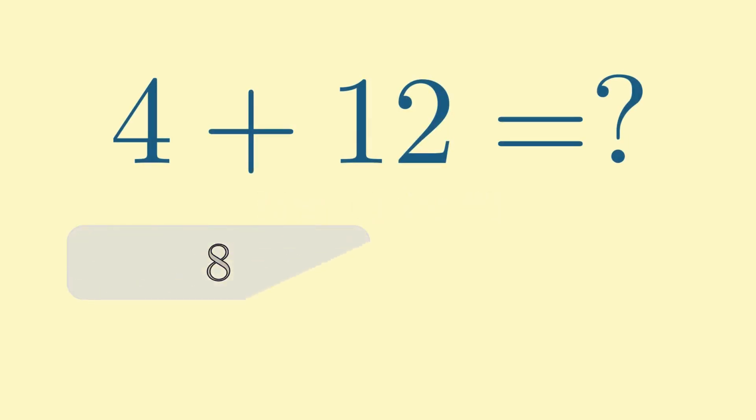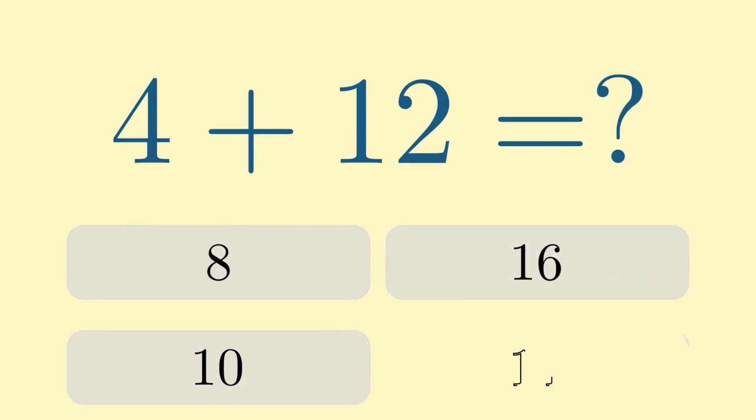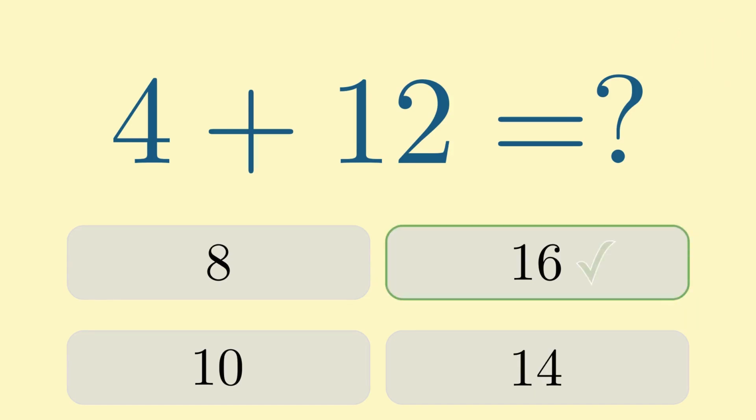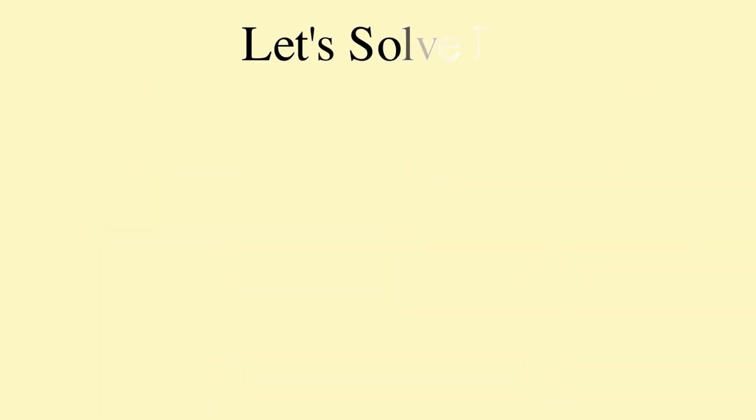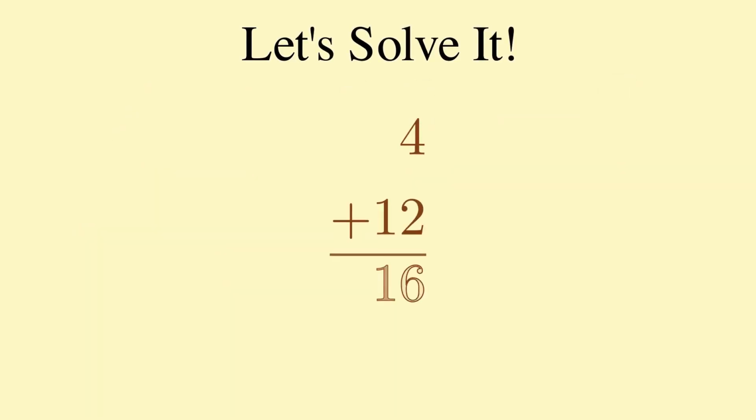Take a look at the 4 answer choices below. You have 5 seconds to choose the correct answer. 5, 4, 3, 2, 1. Time's up. The correct answer is 16. Now, let's see how we got this answer. When adding 4 and 12, we align them in column format. 4 plus 12 equals 16.